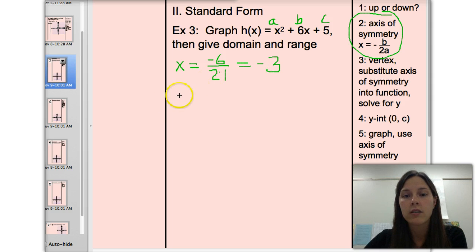To find the y-coordinate for our vertex, we substitute the negative 3 back into the function and solve for y.